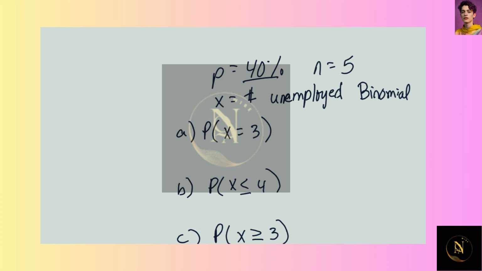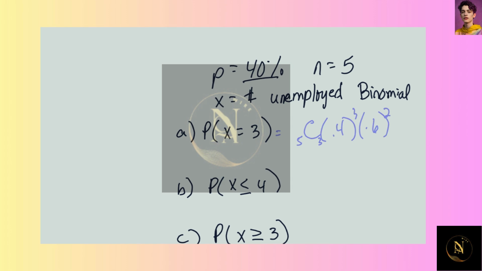So on our first question, let me change this to blue, we would have a combination of 5 choose 3 times 0.4 to the third power times 0.6 to the second power. And we also have our binomial. If we go to the distribution button, binomial PDF gives us this as well.